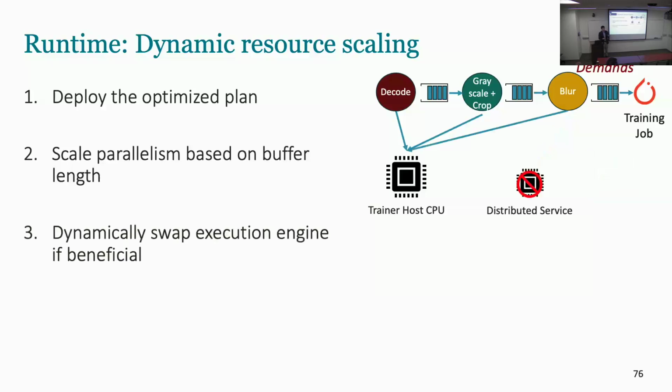And one important thing I want to note here is that if Cedar deems that it's more beneficial to only use the training node's CPU, so not have any distributed resources, we're able to dynamically detect that and make that swap and compress everything onto the training node's host CPU. For example, when there are very low bandwidth demands.